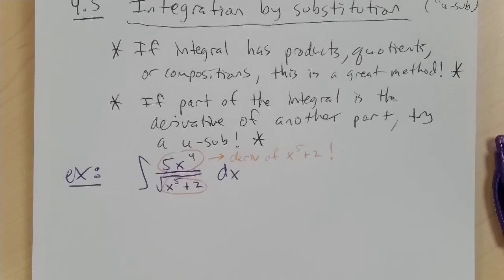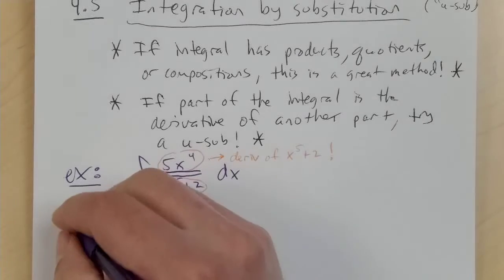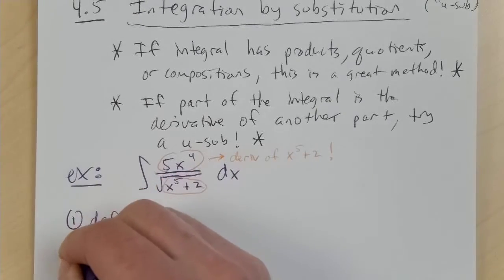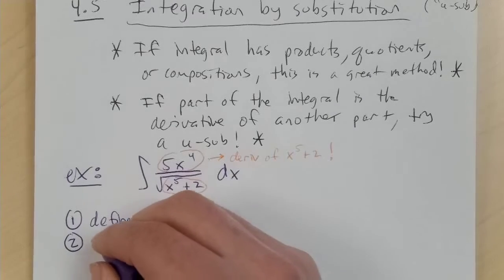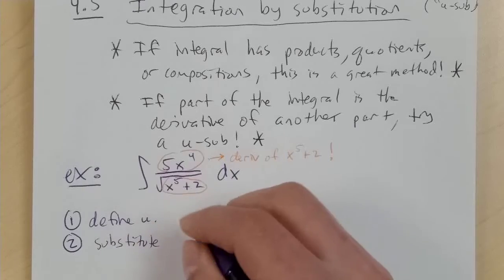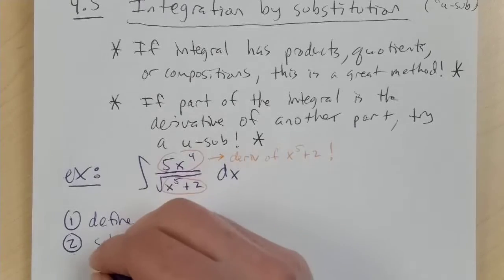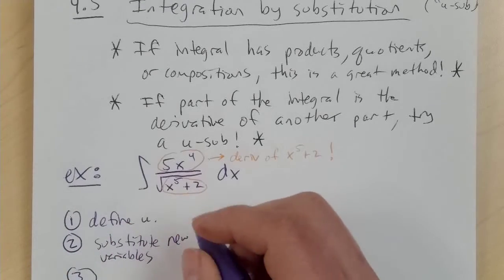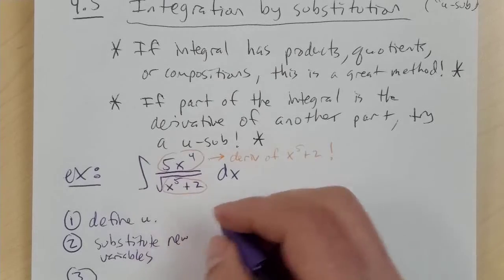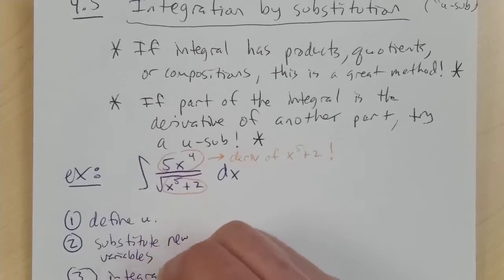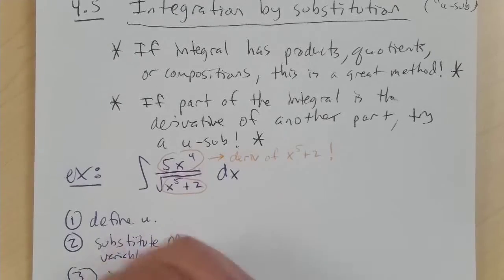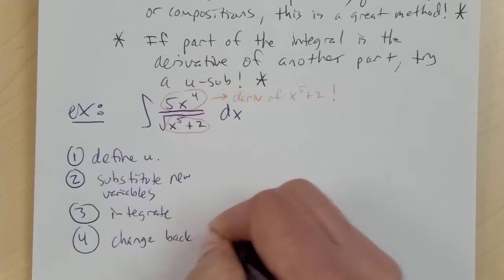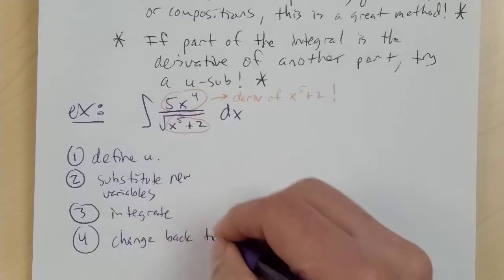okay? And so what we're going to do is first we're going to define what u is. Second thing we're going to do is substitute the new variables. Then we're going to go ahead and integrate. And then we will change back to x, or the initial variable, whatever it might be. In this case, x.